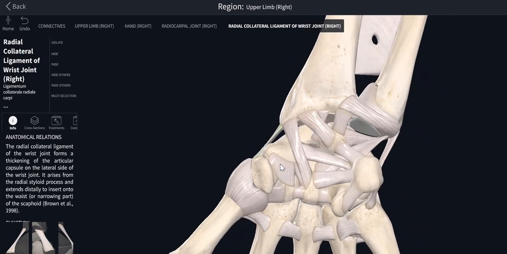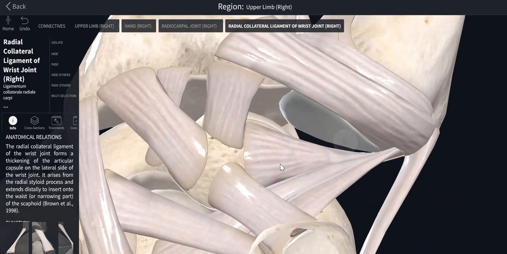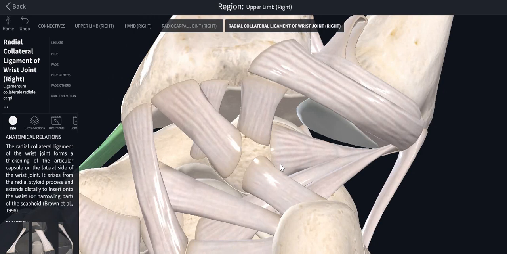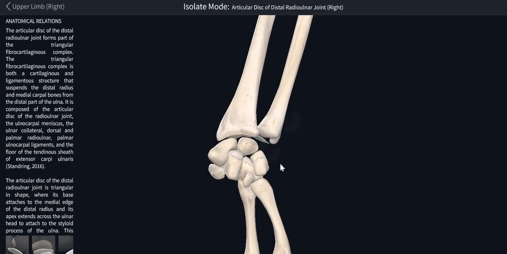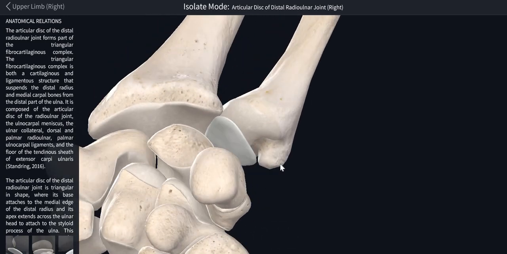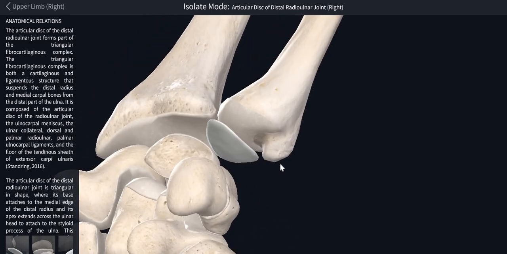Now we're going to talk about one of the most important parts of the radioulnar joint, and actually the wrist joint itself, which is this little articular disc over here. This is the articular disc of the radioulnar joint. It is very clearly triangular, so I'm going to try to look at it alone over here. So it is triangular. It actually looks like a guitar pick.